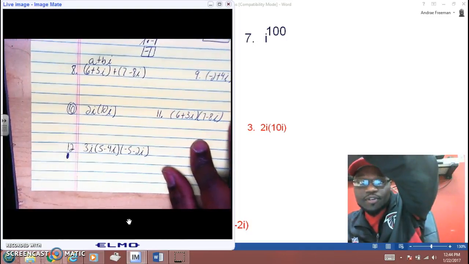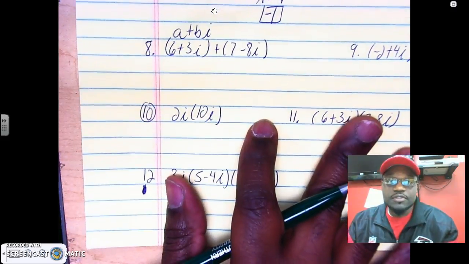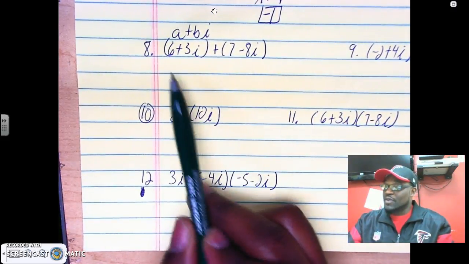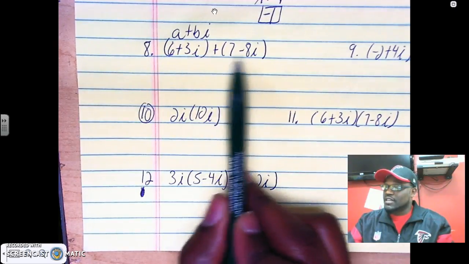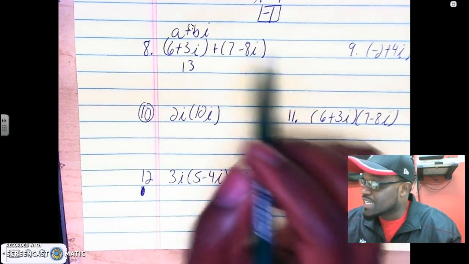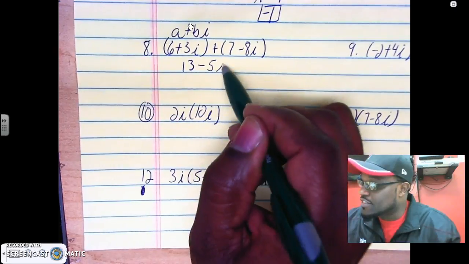All right, starting with number 8. Again, I might have to fast forward these, but I'll start with this one real quick. So the idea is I'm adding here. All right, so you add like terms. If it's a plus sign, you don't have to worry about anything. 6 plus 7 is 13, and 3i minus 8i is negative 5i.